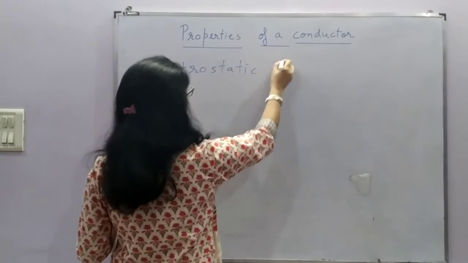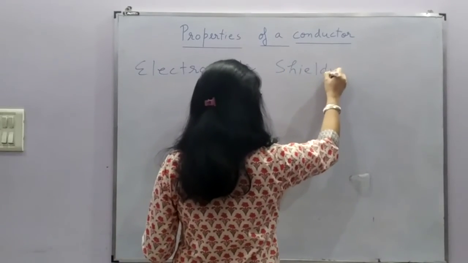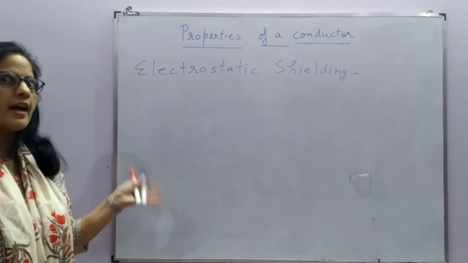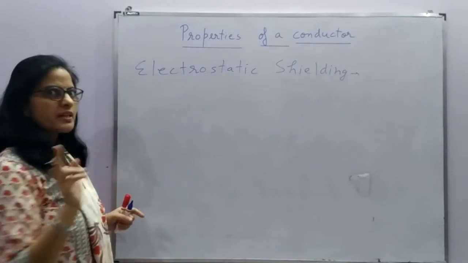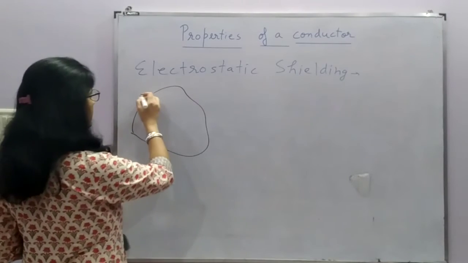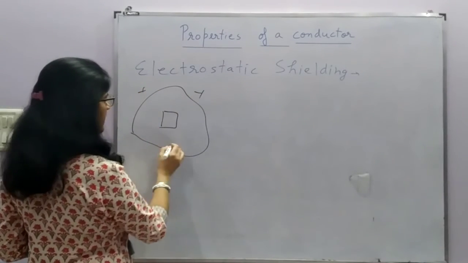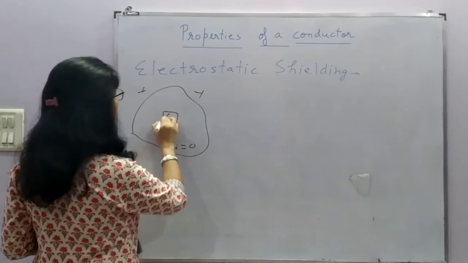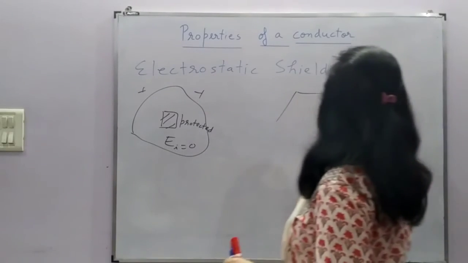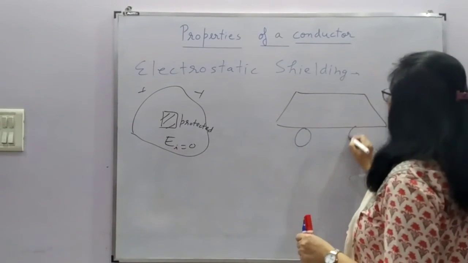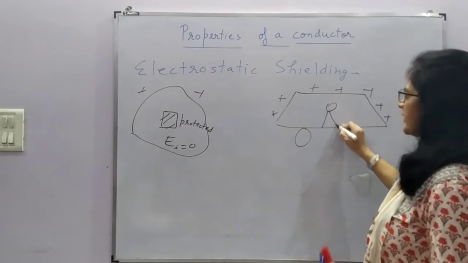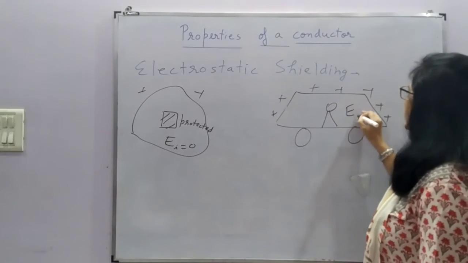electrostatic shielding. What is electrostatic shielding? This is shielding the objects against the external electric field by keeping them inside a conducting body. So if this is a conducting body and we are keeping some object inside, the electric field there is 0. So this body is protected. Similarly, if we have a car and lightning is happening, there will be charges on the car because this is a conducting body.